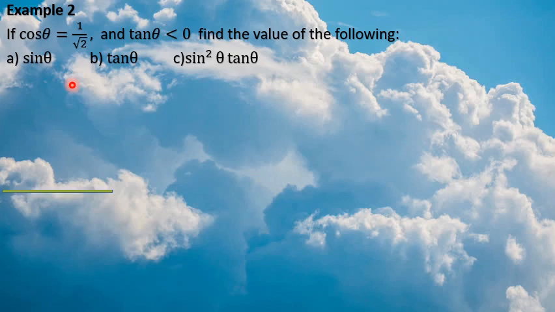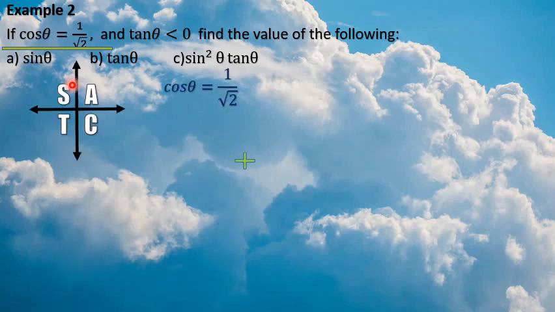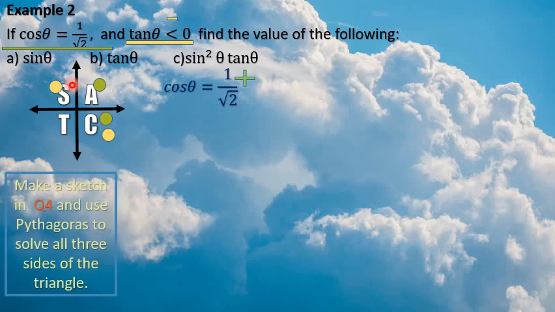Right, let's have a look at our first piece of information. Cos theta is 1 over root 2. Now 1 over root 2 is a positive number. So let's go and place a dot in the quadrants in which cos is positive, and that's quadrant 1 and 4. Let's see our second piece of information. Tan theta is negative. So let's go and place yellow dots in the quadrants in which tan is negative. That would be the S and the C quads, right? Now both pieces of information coincide in quadrant 4.